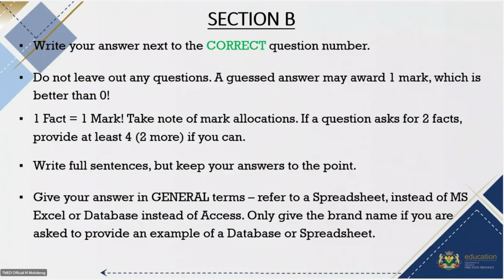Now you need to be cautious of the mark allocation. 1 fact is equal to 1 mark. So you take note of the mark allocation. If the question asks for 2 facts, then you provide at least 2 or more if you can. However, you need to be cautious of the question. As I was saying on this slide, you should give your answer in general terms. Refer to the spreadsheet instead of MS Excel or database instead of Access. We only give the brand name if the question requires you to give an example.